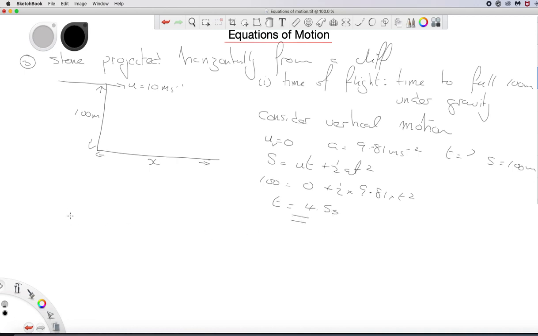Then ask ourselves, what is x? How far does it travel from the base of the cliff before it hits the ground? Well, of course, x, that is the horizontal displacement during the time of flight.